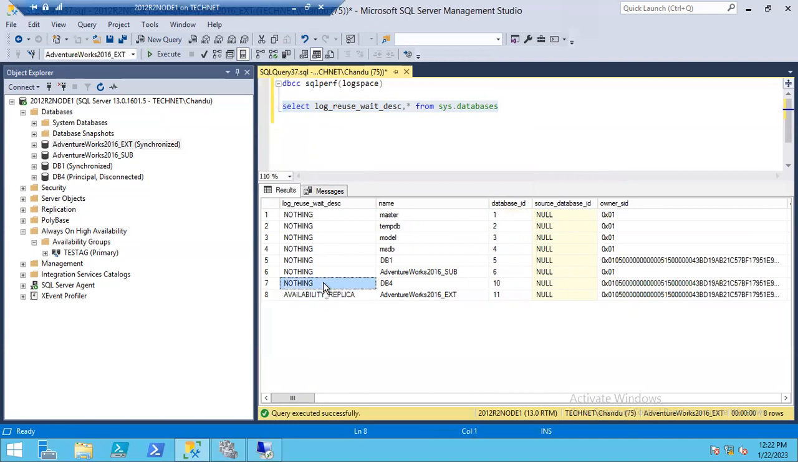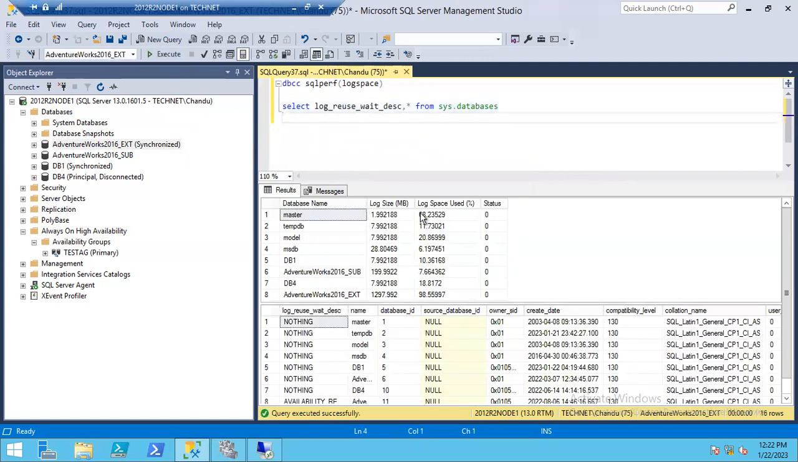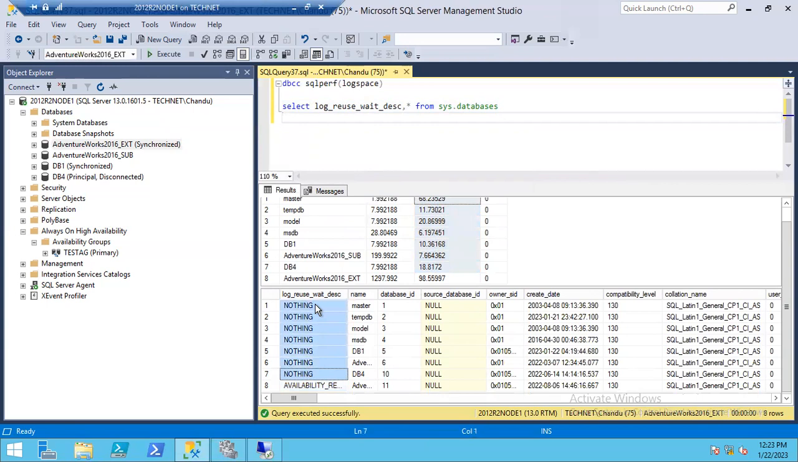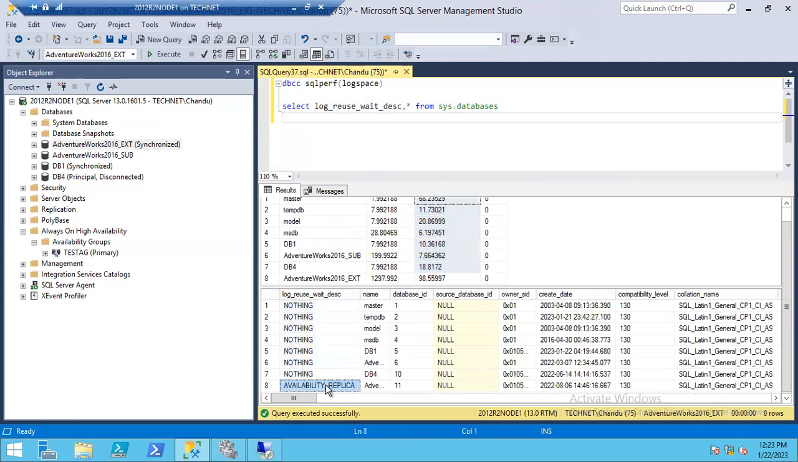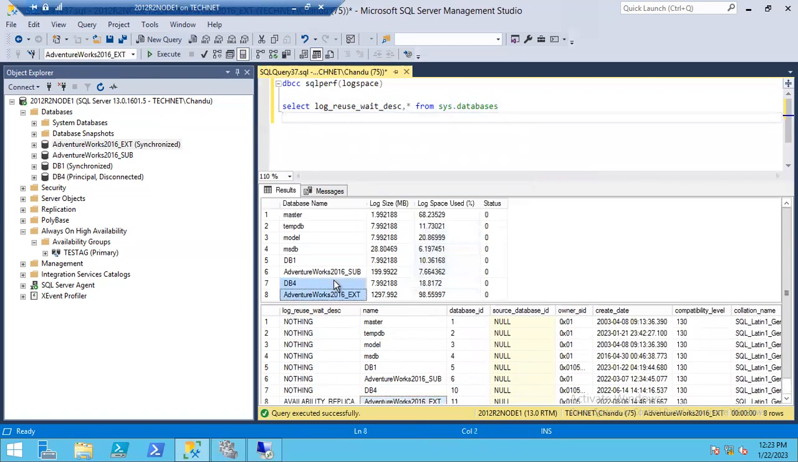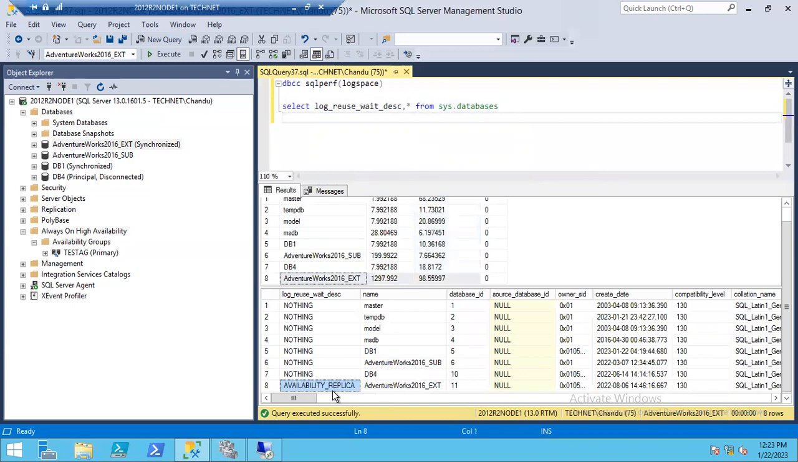The other databases show nothing as their wait, and that is where your transaction log file will be truncated. There the log file utilization percentage is comparatively very low, because they are not waiting for anything. Whereas for this database, the log file will not be truncated until we get rid of the availability replica state.